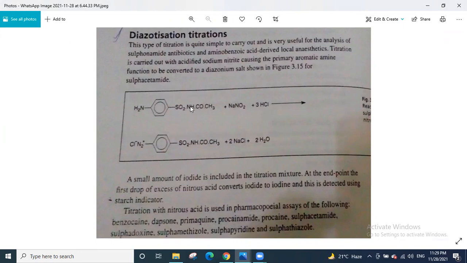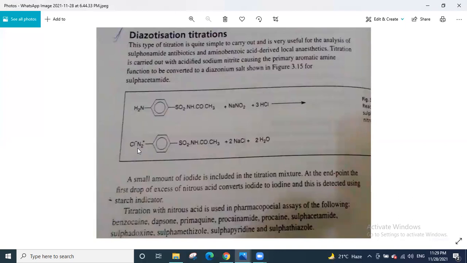Why do we consider it here as a redox titration, where is the redox reaction taking place? This diazotization is positive with sulfonamide groups, primary aromatic amines, when reacted with the titrant sodium nitrite, NaNO2, in the presence of a maximum amount of HCl, 3 moles of HCl. It converts into diazonium. What is it? Two nitrogens attached with a double or triple bond, then it is called a diazonium salt.